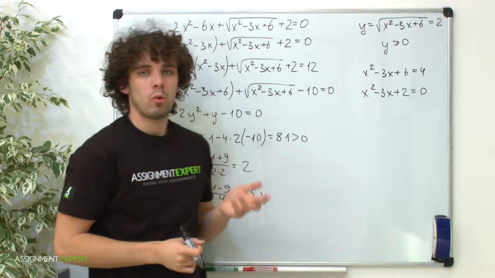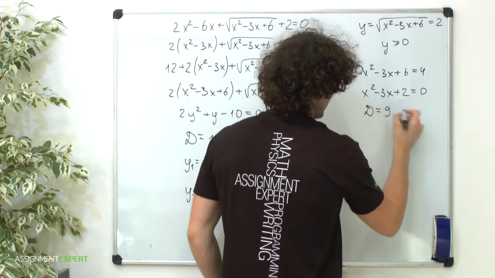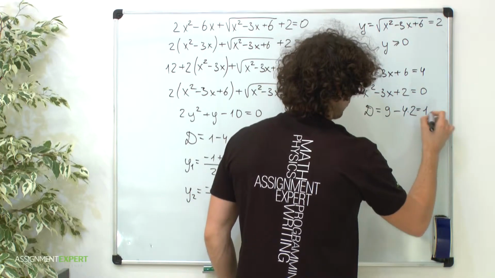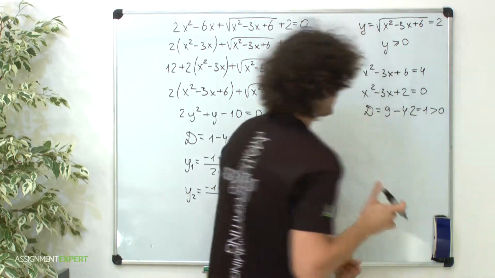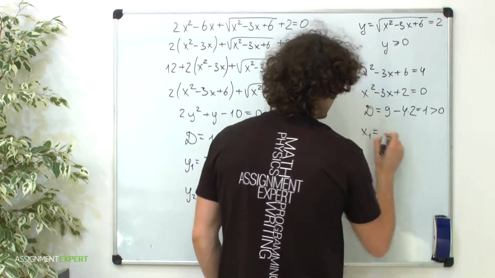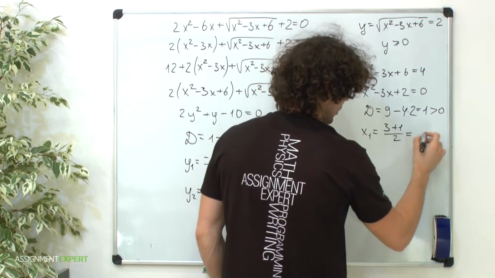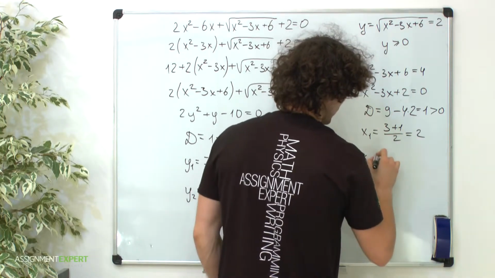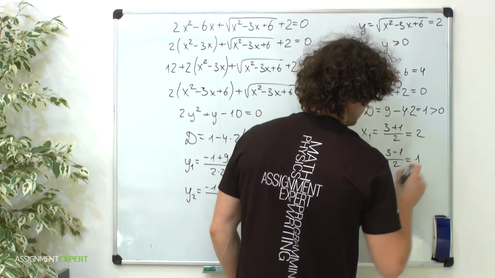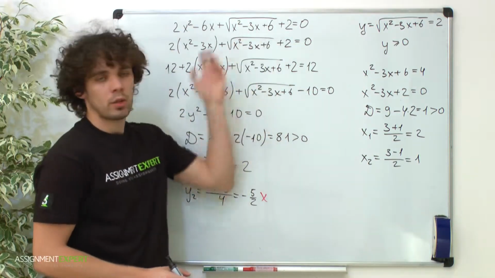This is another quadratic equation. Discriminant in this case equals negative 3 squared, which is 9, minus 4 times 1 times 2, and equals 1, which is also greater than 0. So again, we have two different real roots. x1 equals (3 plus 1) over 2 and equals 2, and x2 equals (3 minus 1) over 2 and gives us 1. So we found two roots. Now we need to check if they fit our initial equation.